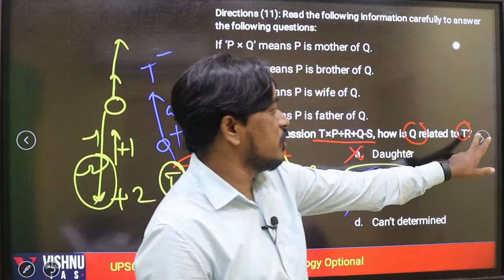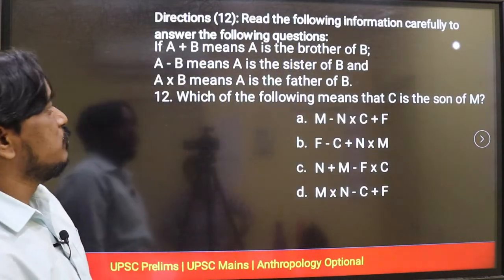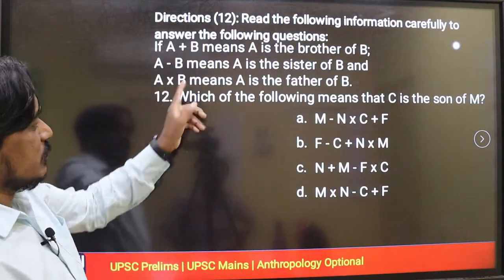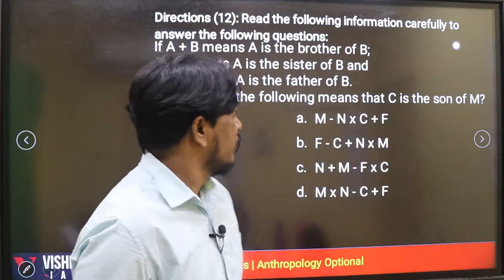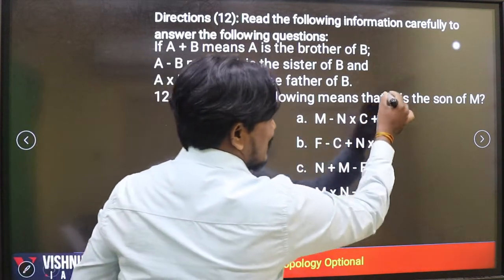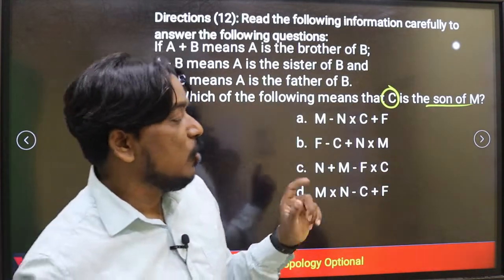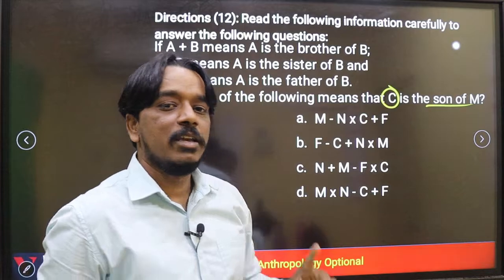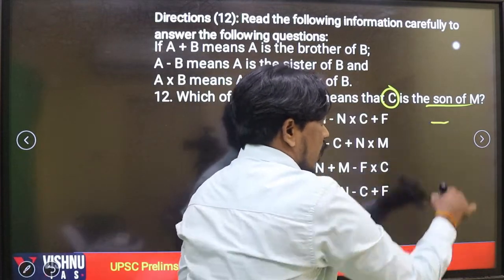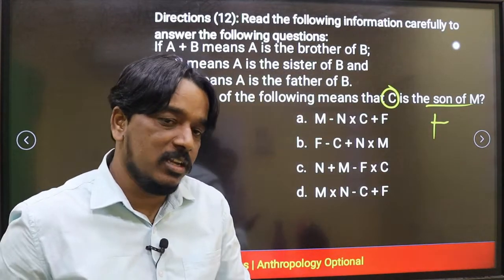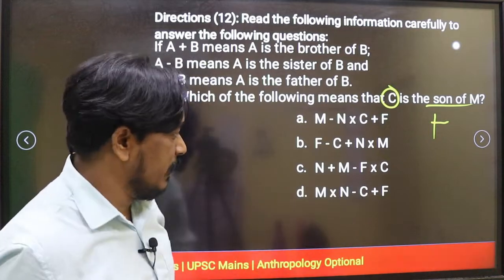Let's see one more question based on this data. Observe very particularly, codes are there. Directly go to the question. Which of the following means C is son of M? Again go to the first gender technique. Who is son here? C is son, so male. The person should be male. If C is a female, directly you can eliminate.